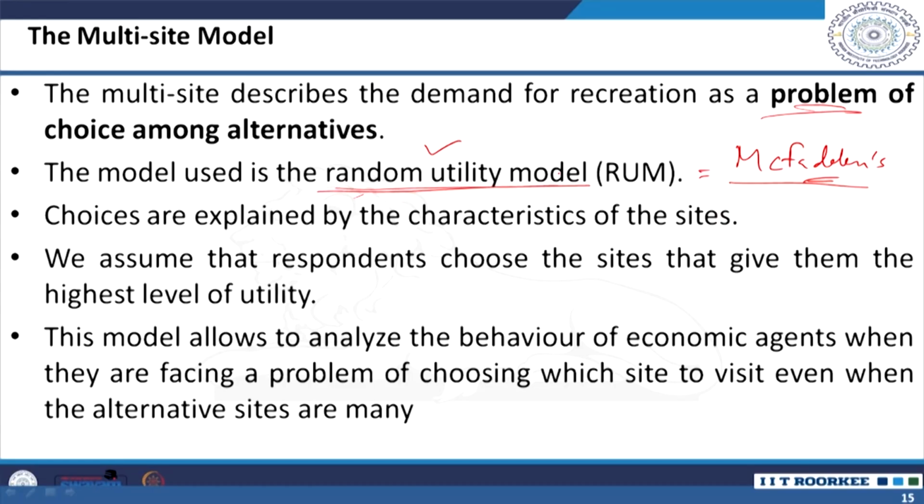So, here what happens exactly, the choices are explained by explaining different characteristics and attributes of those sites, and we assume that the respondents will be choosing those sites that will be giving them the highest utility, right. Based on this understanding, this random utility model allows us to analyze the behavior of economic agents when they are facing a problem of choosing, when alternatives are many, then which one is to be chosen. So, that is what this model will be helping us to analyze.